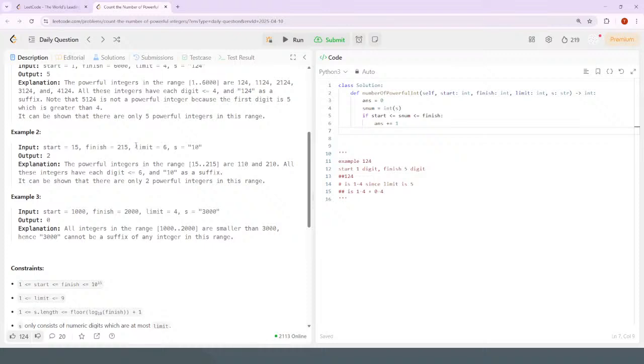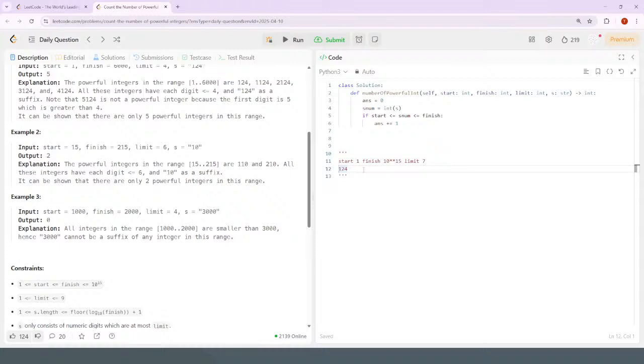I think for each, let's say, okay, let's say there's a really big range here. Let's say start is 1 and finish is the biggest there is, like 10 to the 15th. And let's say you do 124, and your limit is, let's say, 7. So that means 10 to the 15th means there's like 10 digits possibly, or 15 digits possibly, or is it 16 digits?